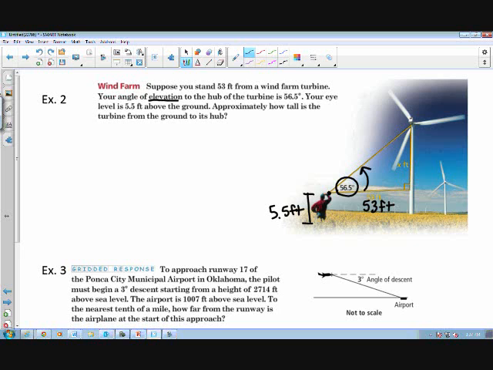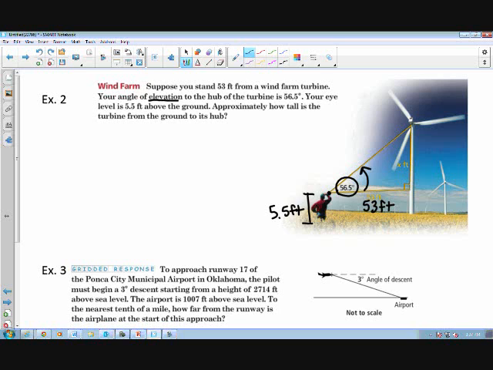So your eyes aren't at the top of your head, so maybe he's like 5'7". That's kind of a nice height for a tall girl, 5'7". He's still growing, maybe. Your eye level is 5.5 feet above the ground.